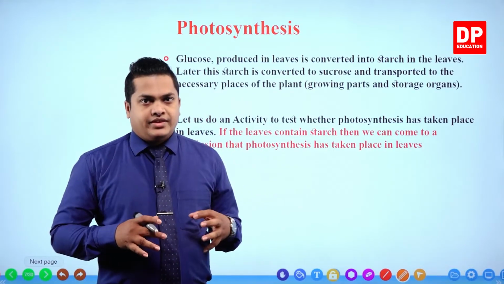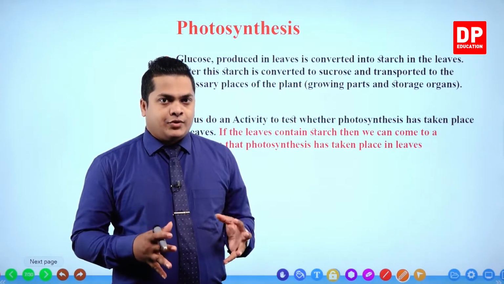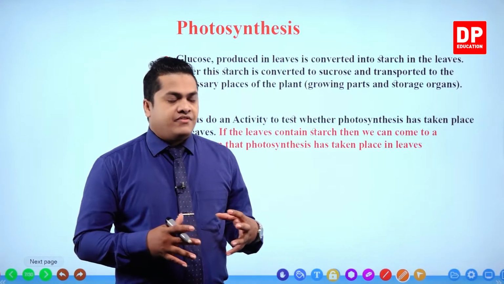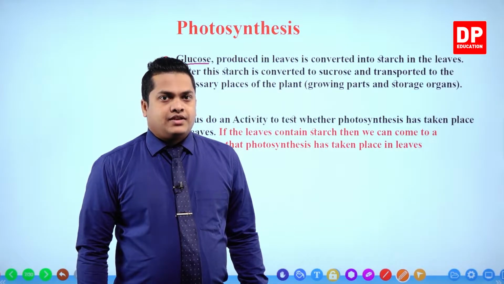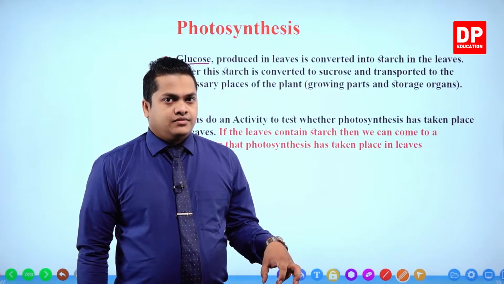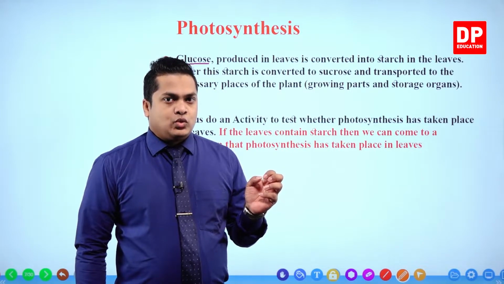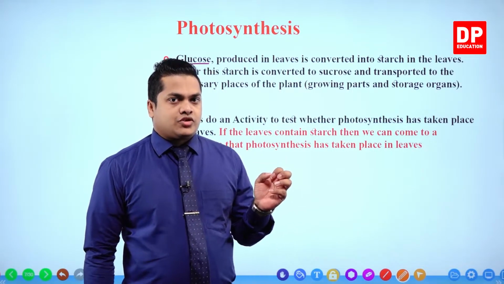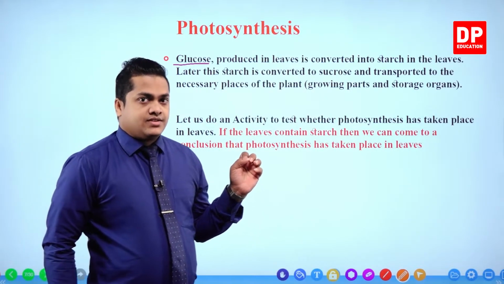Right, my dear children. Now, in the earlier chapter, we discussed what the main products created during the photosynthesis process are. And we discussed that glucose is the main product which is produced during photosynthesis. Right? And this glucose produced within the leaf is now getting converted into a substance called starch. Starch. So it is given in the first sentence here.